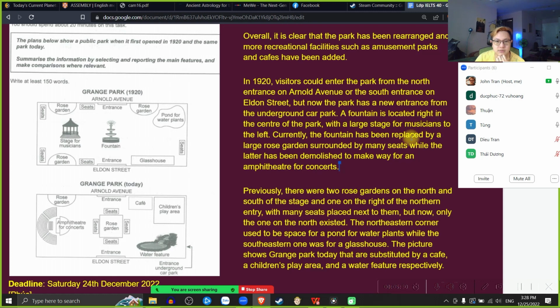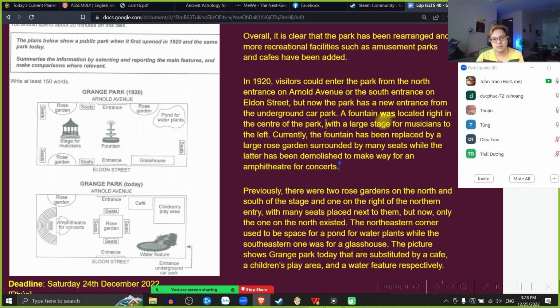Let's look at right in the center of the park. Wait, this was in the past. Cái này trong quá khứ mà. It's in the past. It's located right with a large stage for musicians. Then that.